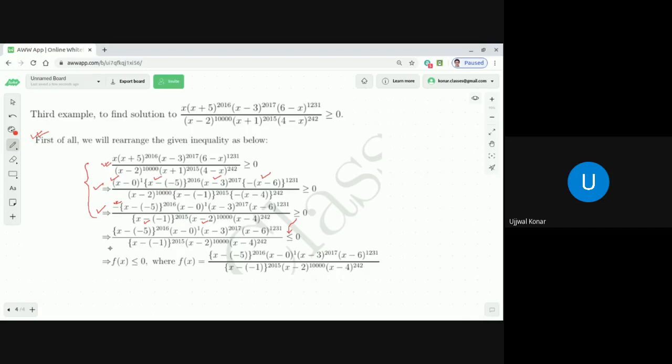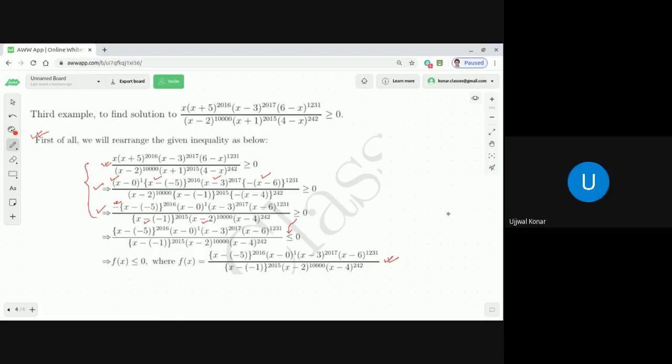So x minus of minus 5 power 2016 into x minus 0 power 1 into x minus 3 power 2017 into x minus 6 power 1231 in the numerator. In the denominator we get x minus of minus 1 power 2015, x minus 2 power 10,000 and x minus 4 power 242. Correct, dear students? After that, what are we going to do? So this problem now reduces to finding the solution to the inequation f(x) less than or equal to 0, where f(x) is this, as you see.